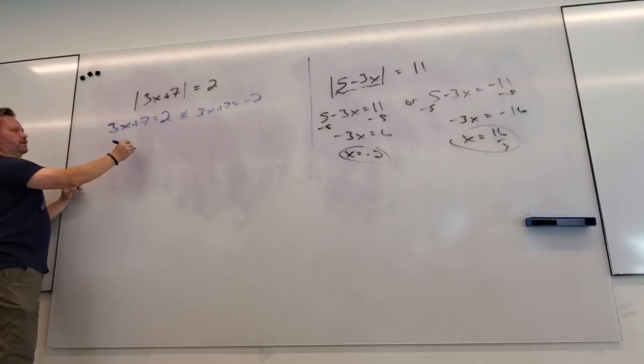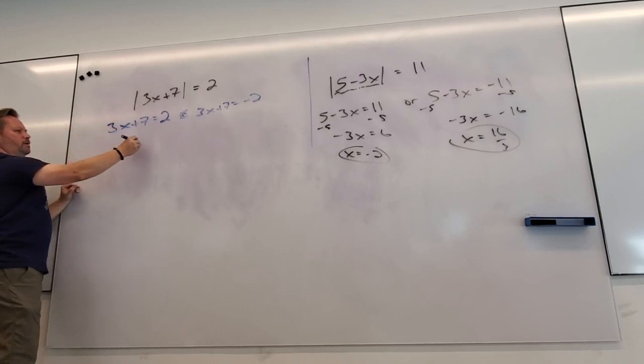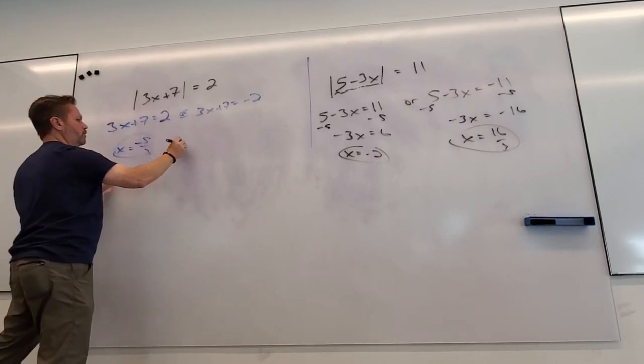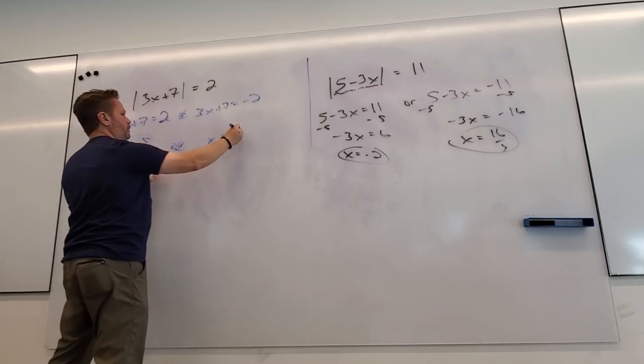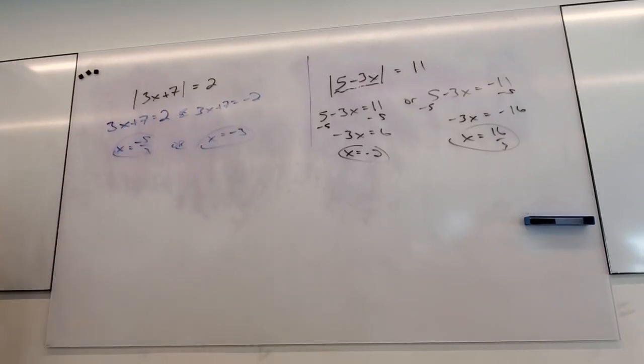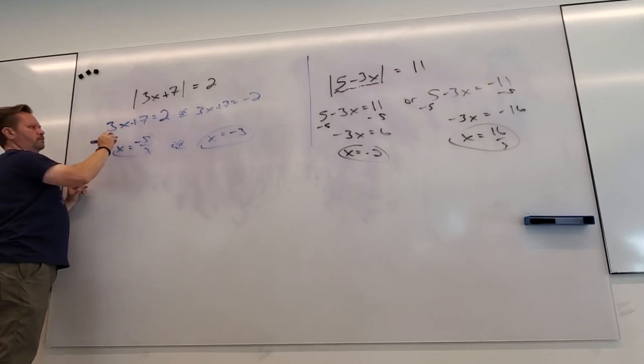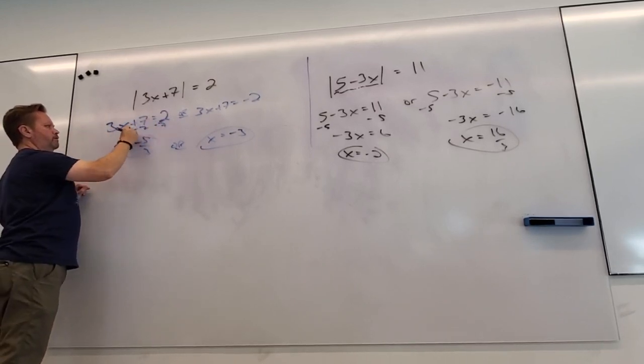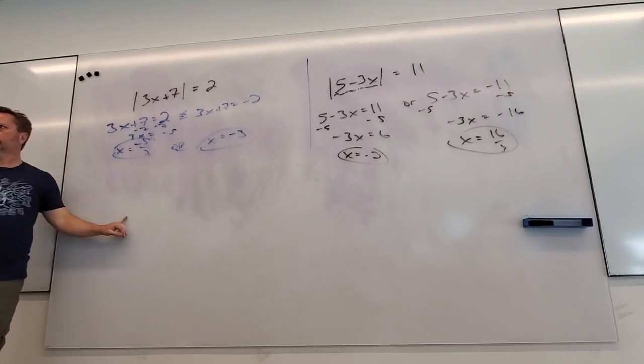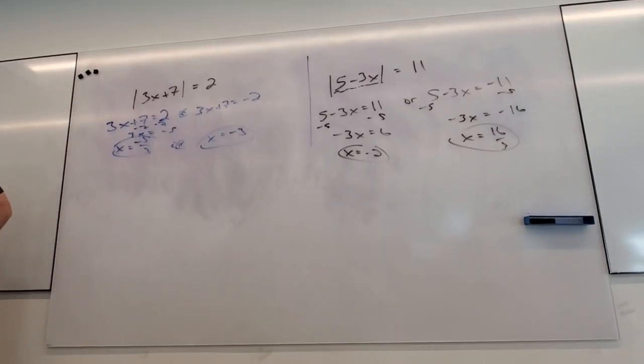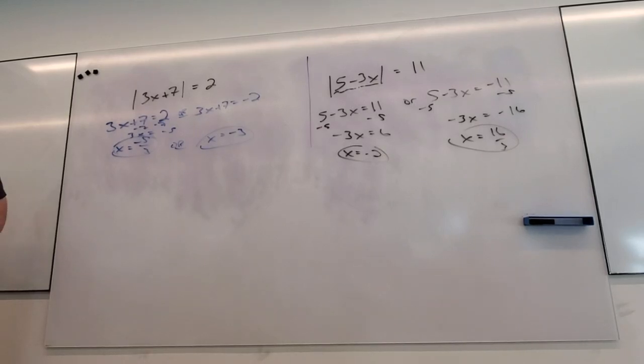So here you get x is negative 5 over 3, or negative 3, 11. How do you solve this? It would be minus 7, right? Minus 7. So you get 3x is negative 5, and then divide by 3. And negative 5/3 is an acceptable answer? Of course, yeah.